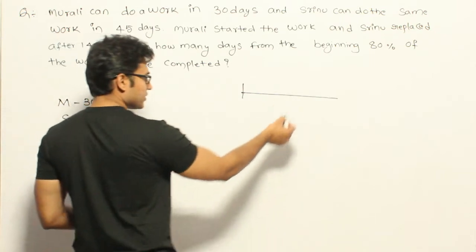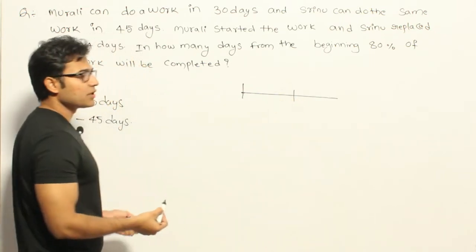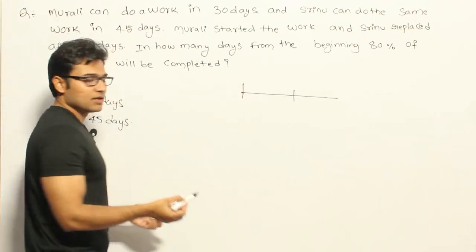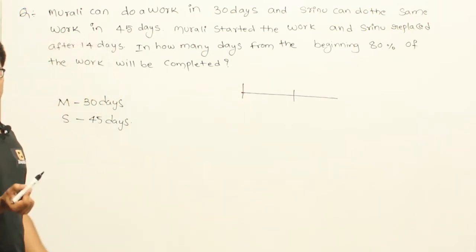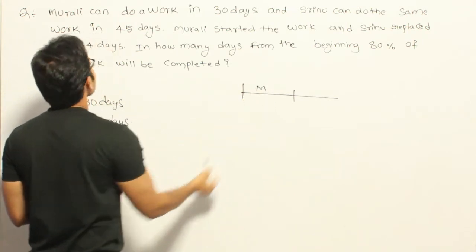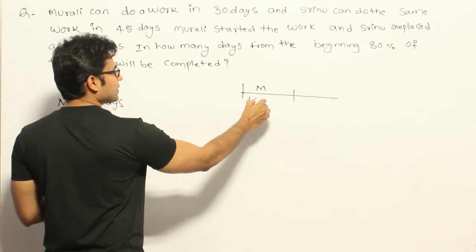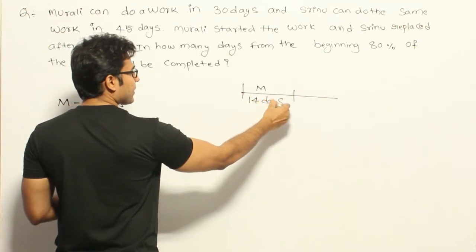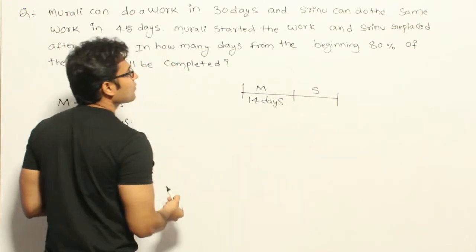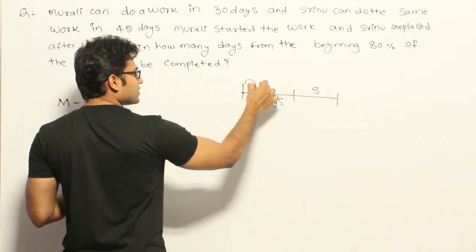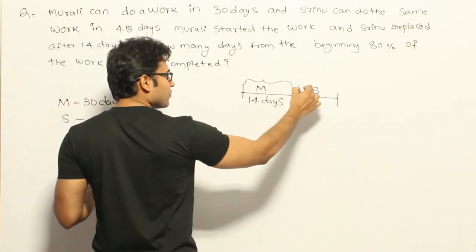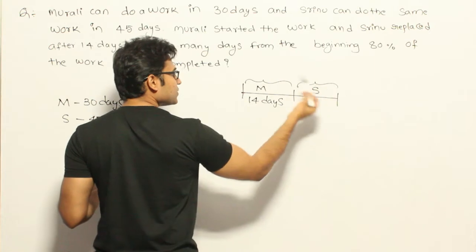So it is a different question in this sense. Both of them are not working together. Here it is a replacement question, which means earlier we have seen what happens when both of them are working together. Now one person, Murli, has started, and he has worked for 14 days, and then Srinu is going to replace him, right? So how to solve it? Find out the work done by Murli in this time, and then find out the remaining work, and that has to be completed by Srinu.